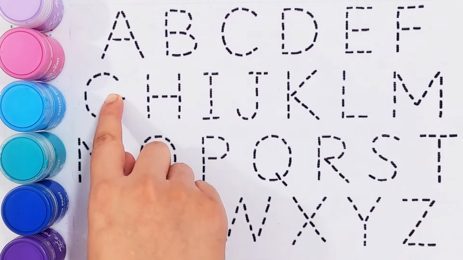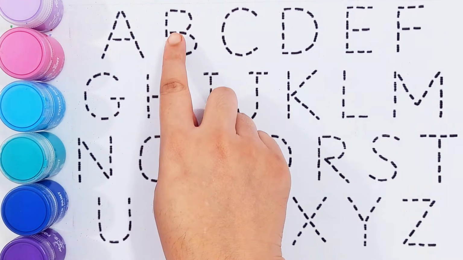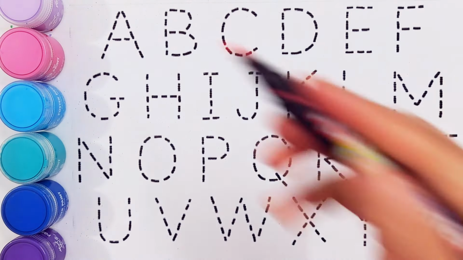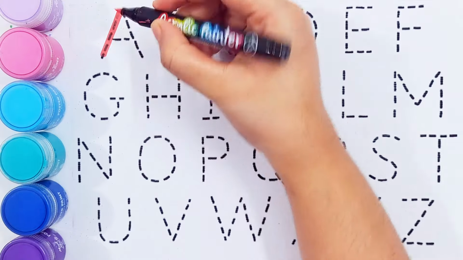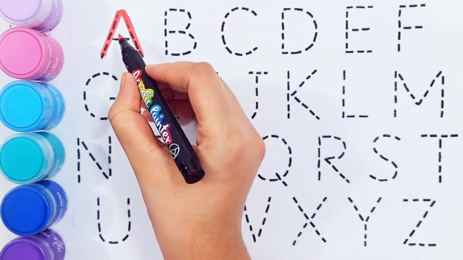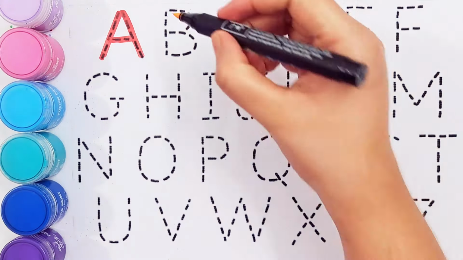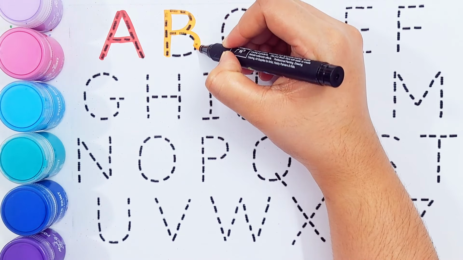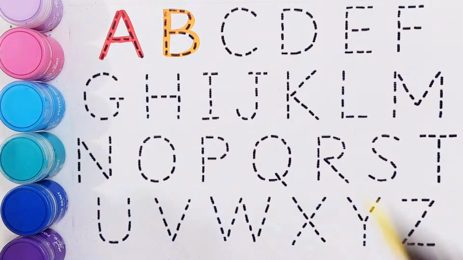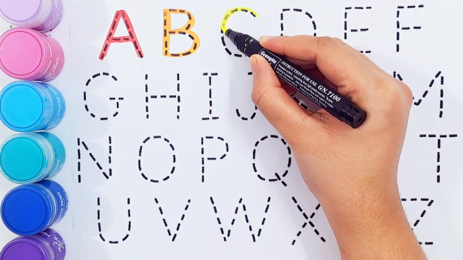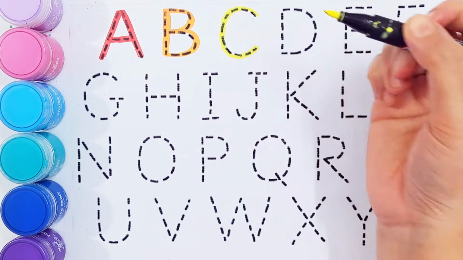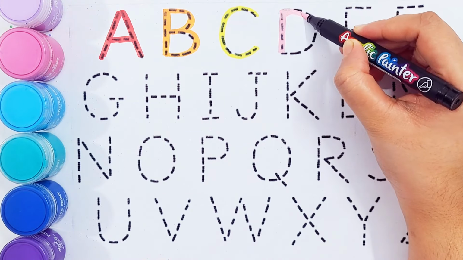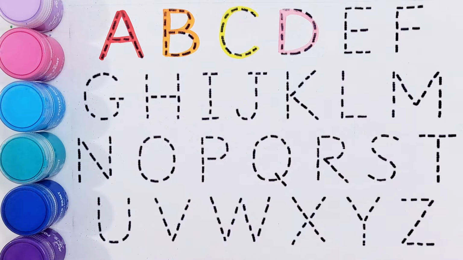Today we will try to learn some alphabets. A, B, C, D, E, F. A. A for arrow. B. B for box. C. C for cherry. D. D for doctor.